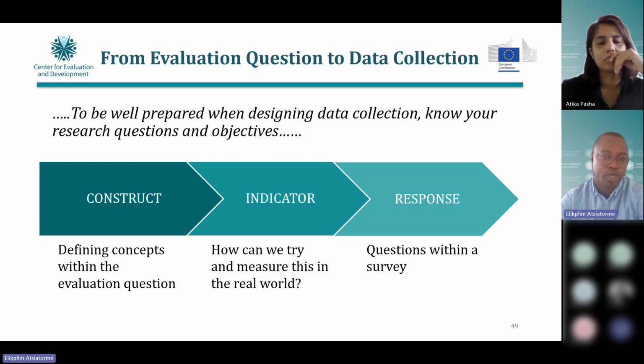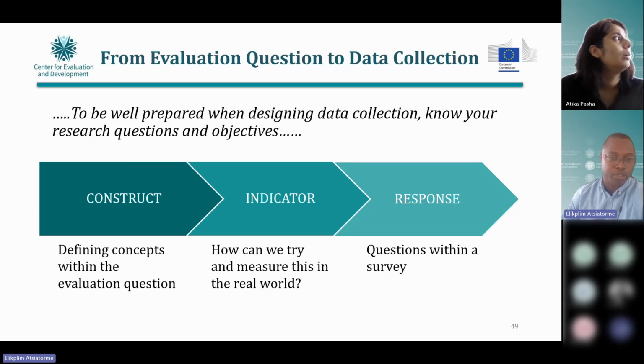data collection right from the word go to the basics, which is looking at your evaluation questions, what you are interested in terms of your objectives, turning these into constructs, and then how you break these down into indicators, and how this goes down to create the questions and the responses that you are interested in. And I think one example we talked about was to first define the concepts within the evaluation questions. Once you've defined these, one thing you should ask yourself is, how can we measure these concepts in the real world?